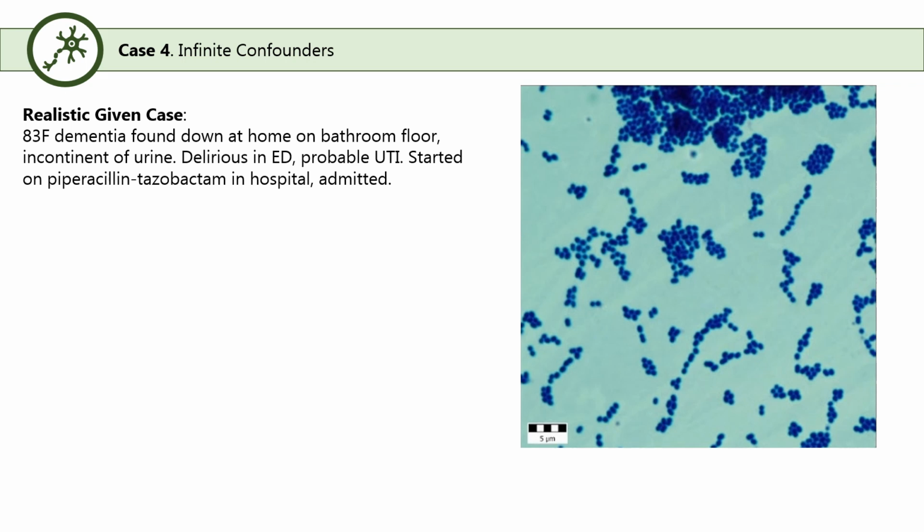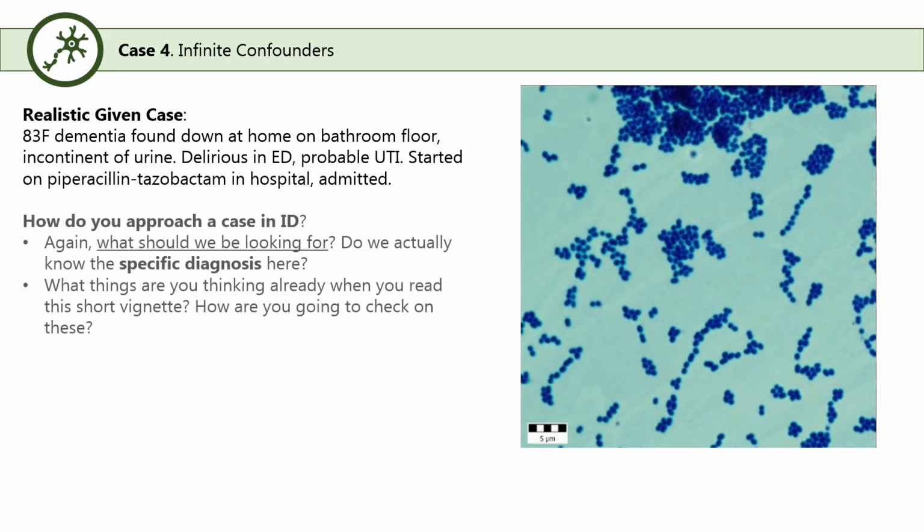In case 4, we have the report which states an 83-year-old female with dementia found down at home on the bathroom floor, incontinent of urine, delirious in the ED, probable urinary tract infection. Started on Pip-Tazo in the hospital and admitted. This is an extremely common inpatient presentation and case, so we should pay close attention to how we manage this.